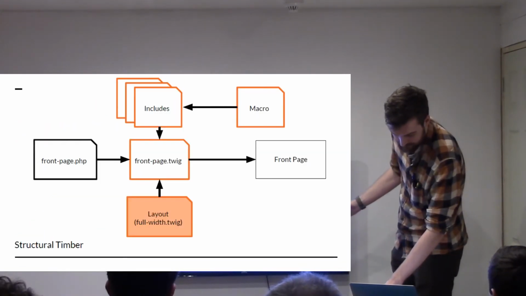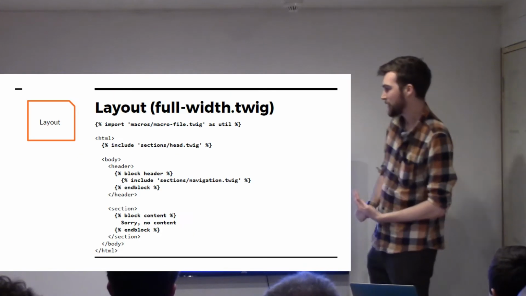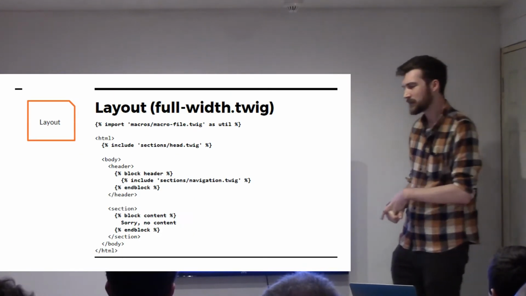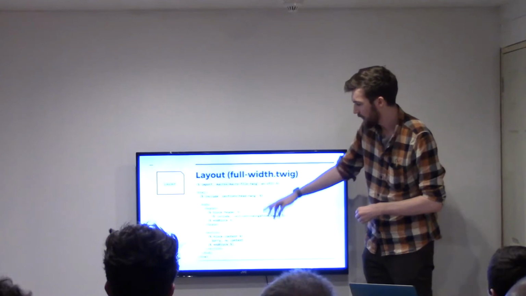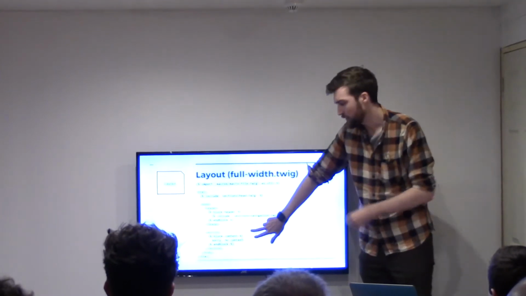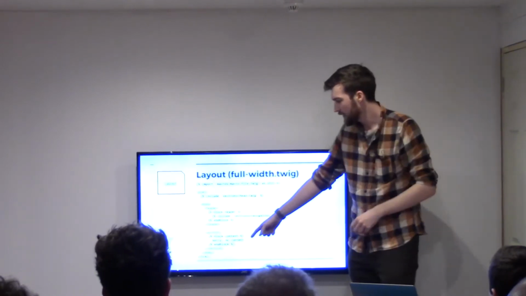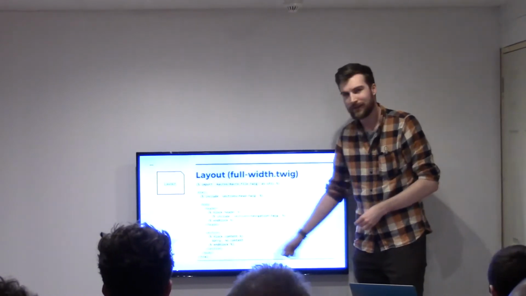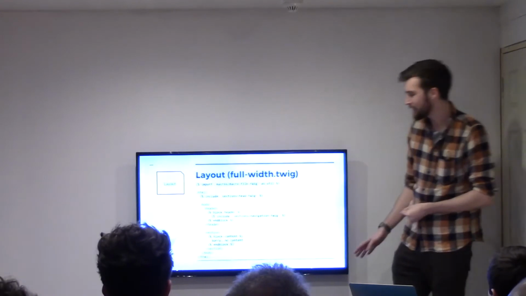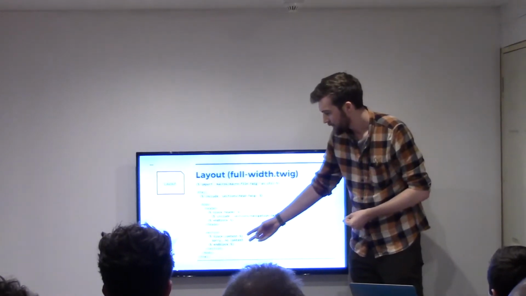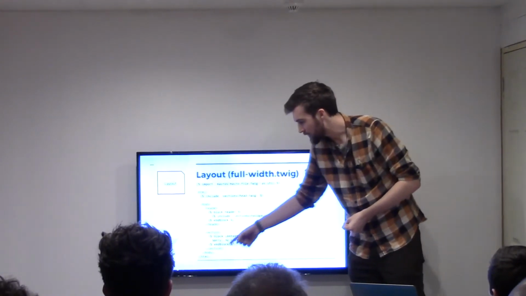So let's look at the layout. This is where we have our HTML and body tags. That's what you just don't care about anymore. In here, there is a content block. If you saw in the previous file, we're saying, hey, this is the content block, put this in here. For whatever reason, if that's empty, we've got a message that says, sorry, there's no content. Obviously, we should never really see that message. But that just says the content block is going to go here inside these section tags.